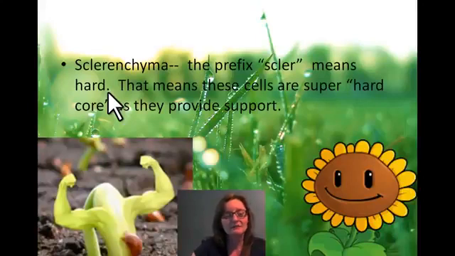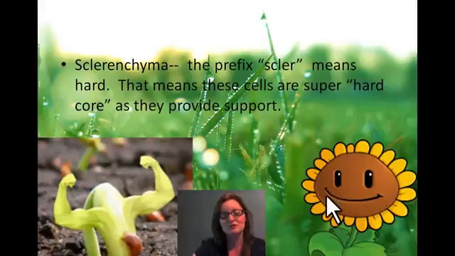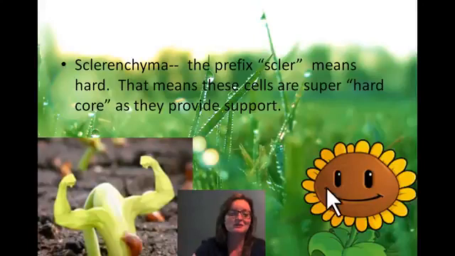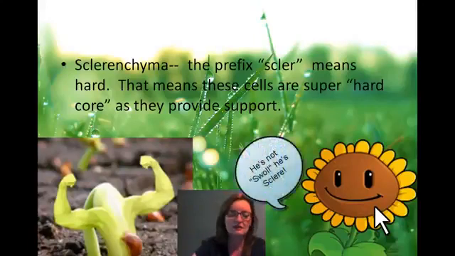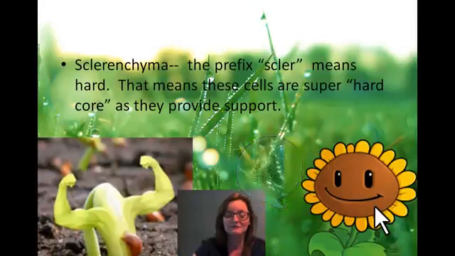Now Sclerenchyma, remember that's the one that's the super strong guy. It means hard. Sclere means hard, and that means that these cells are super hardcore as they provide support, whether that's to support a huge reproductive structure like a flower, or to even just break through the ground when you're a brand new plant. Now this is a little photoshopped. I have a garden every year, and I've never seen any of my little seedlings with biceps like that. But this guy is pretty souped up on his Sclerenchyma.